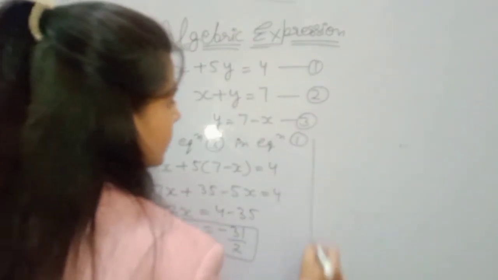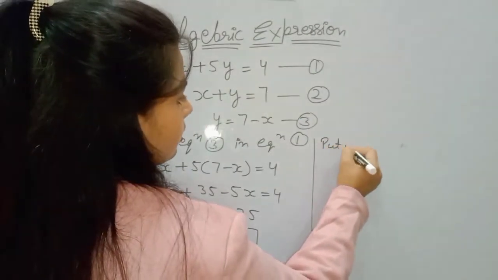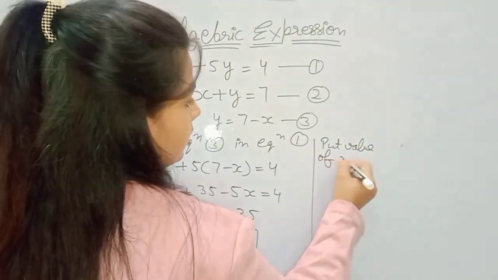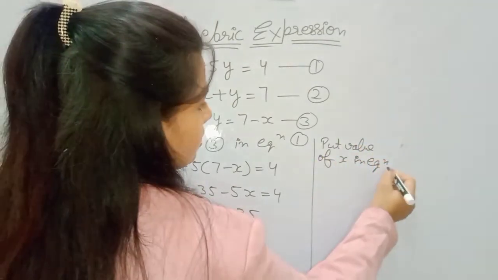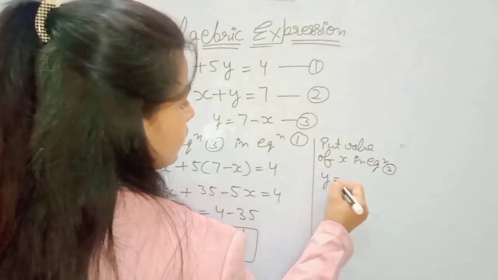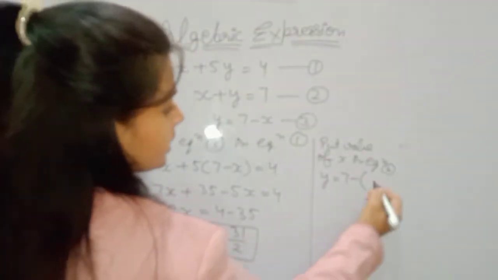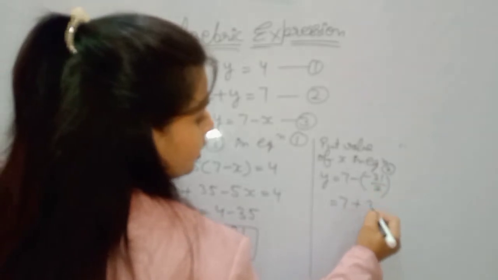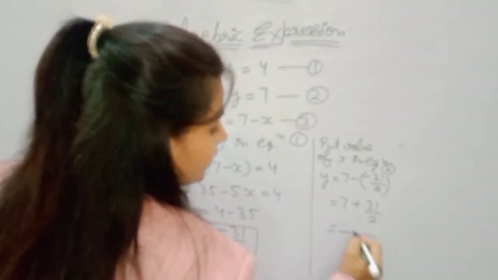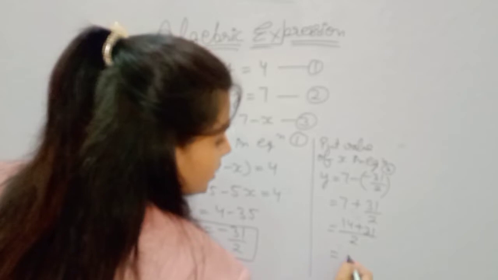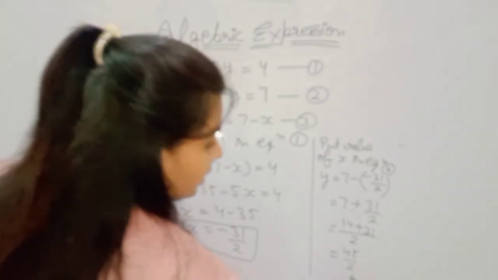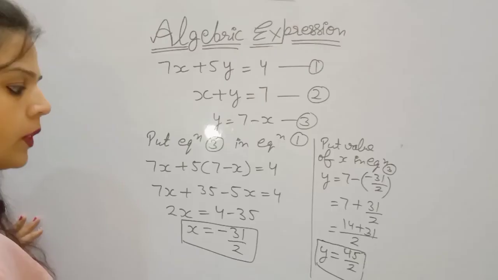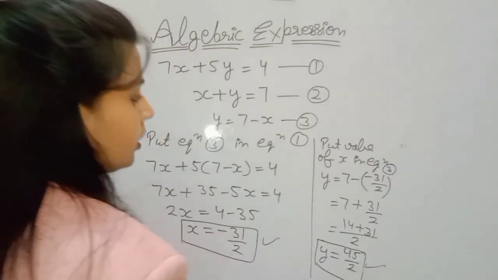Now put the value of x in equation 3. So we have y = 7 - (-31/2). So 7 minus minus is plus 31/2. Now you can take the LCM. This is 14 + 31, so this is 45/2. So this is your answer.